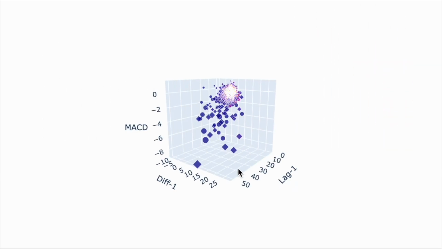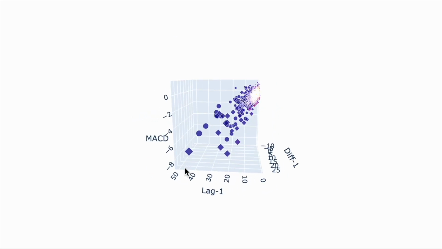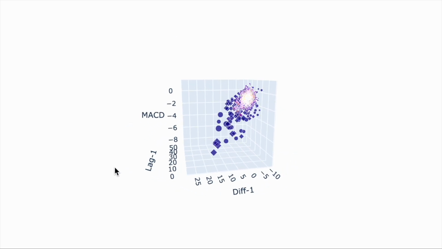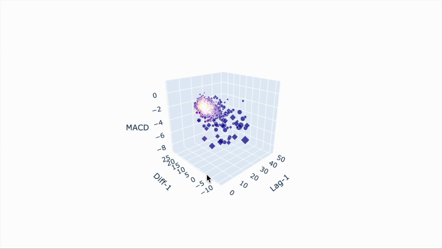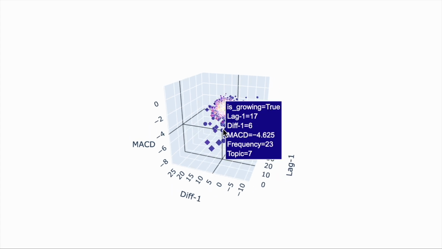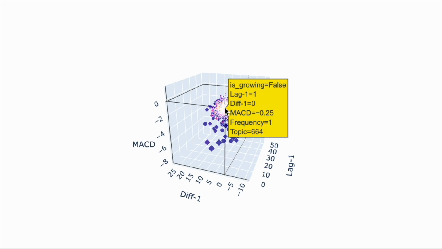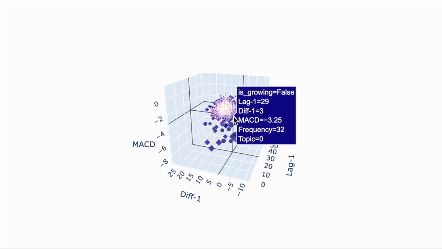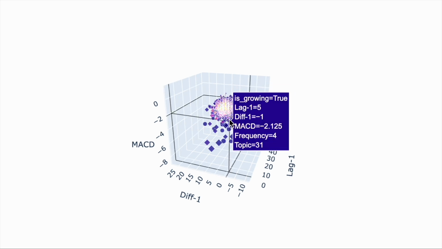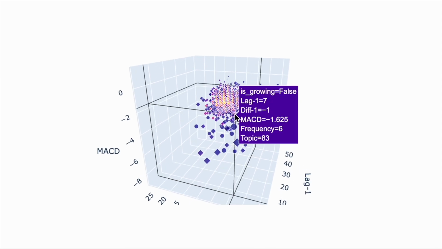This slide presents a 3D scatter plot of the dataset. The two categories, growing and declining, are drawn as circles and squares. The topics are colored from a dark blue, the earliest and most representative topics, to a light yellow, the later ones. The bigger the points, the higher the frequency or importance is represented in this plot.